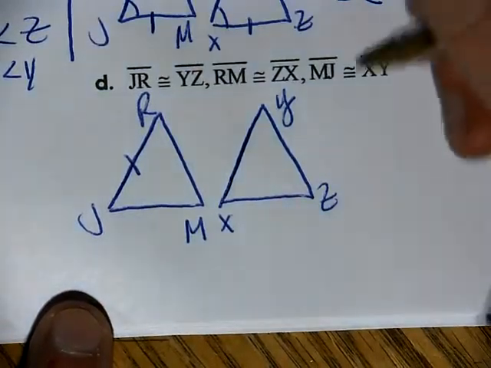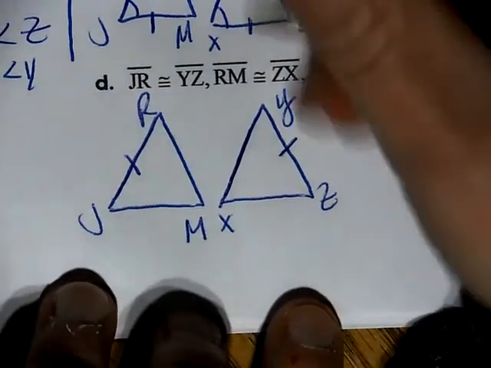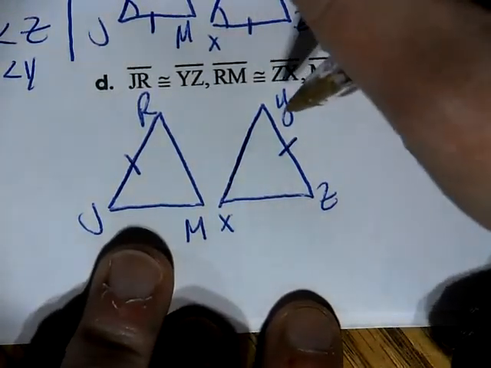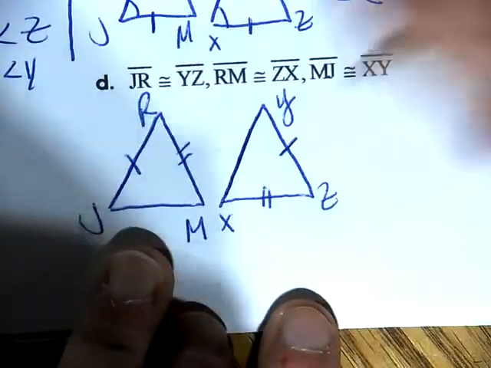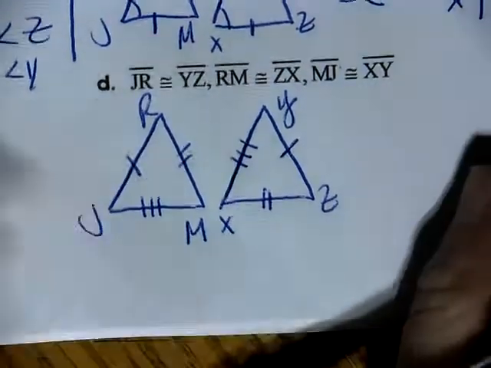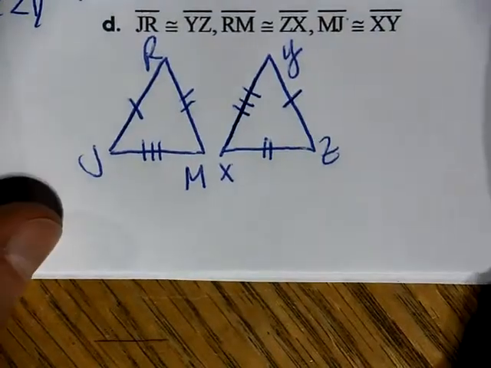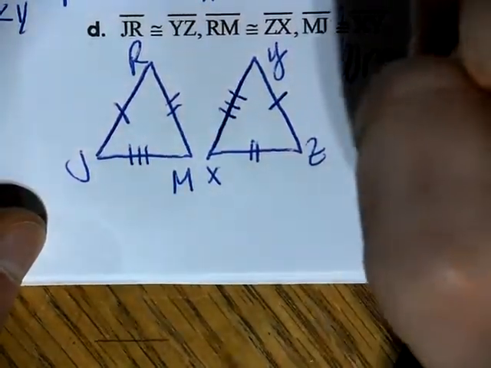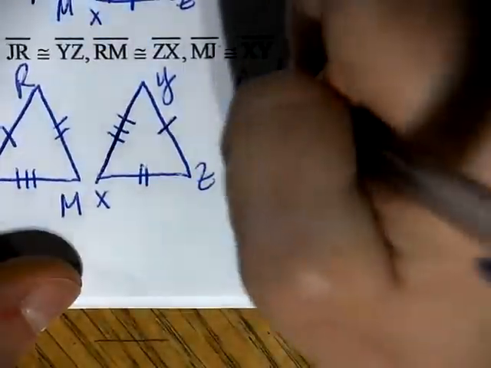For letter D, I have JR is congruent to YZ. Ooh, I'm already seeing that the answer is going to be maybe not. RM is going to be congruent to ZX. Uh-oh. And then MJ is congruent to XY. So based on the order of what's given to us, these do not match. I can see side, side, side, but the order of the letters is not correct.